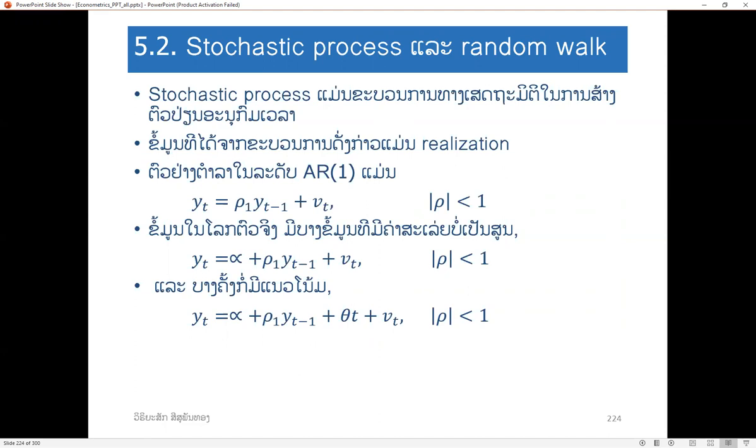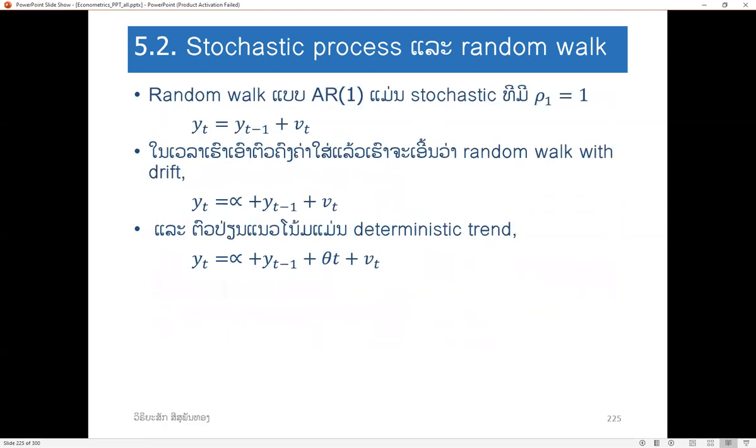But we can also include the constant term, the alpha here, and we can also include the time trend, t, multiplied by theta. If the last year element is fully included in this year data, we call it a random walk. A random walk means that rho is equal to 1 completely. So this year data Y_t is equal to last period Y_t minus 1 plus some residual, some error term. This is completely a random walk.